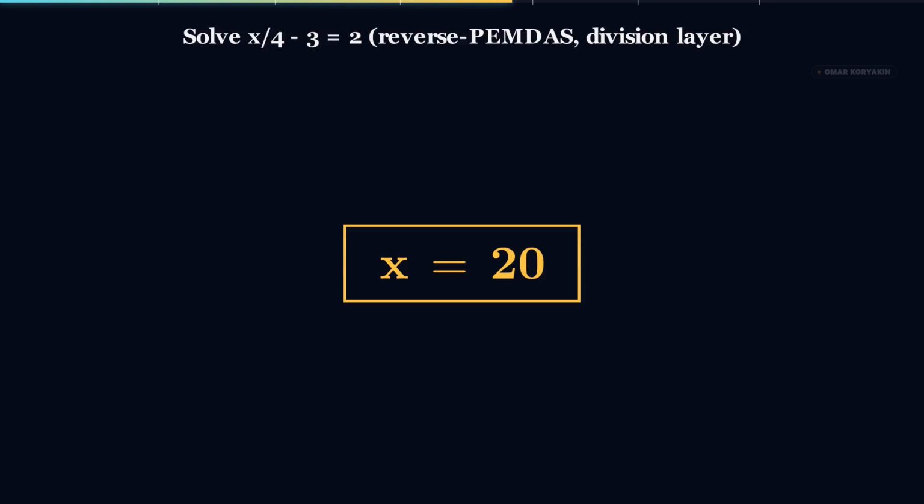The reverse PEMDAS order says undo the outer additive layer first, then the inner multiplicative layer next, regardless of which specific operation appears in either layer. Two examples and the pattern is clear. Tomorrow we extend the workflow to equations with the variable on both sides, where an extra preliminary step gathers the variable terms onto one side before the standard two-step procedure takes over.